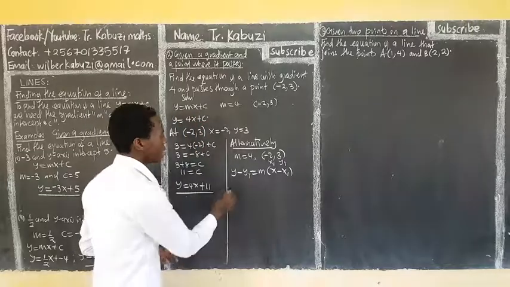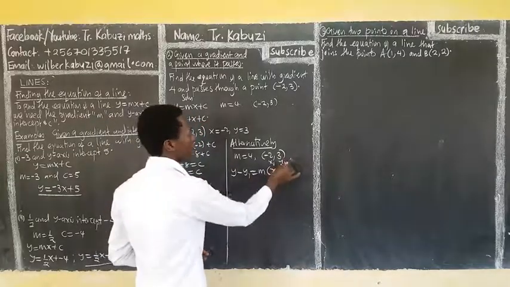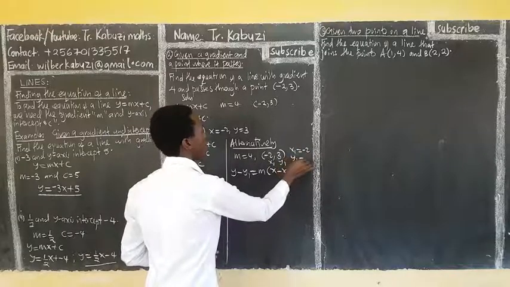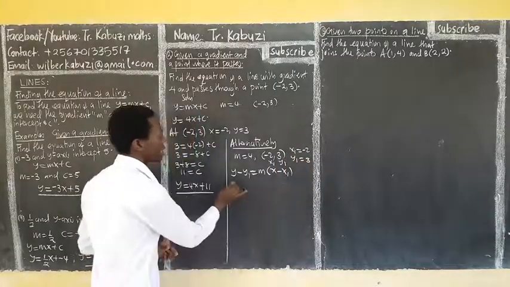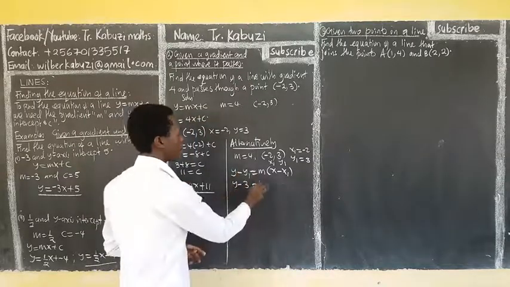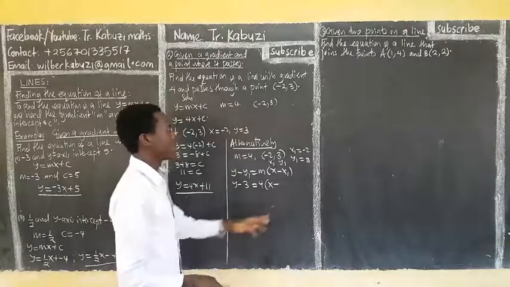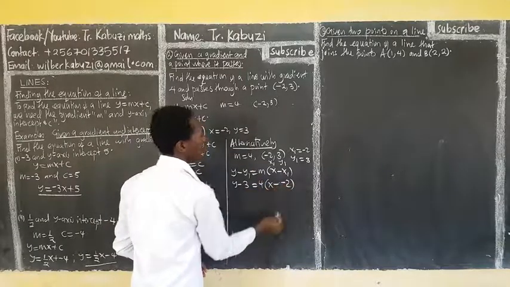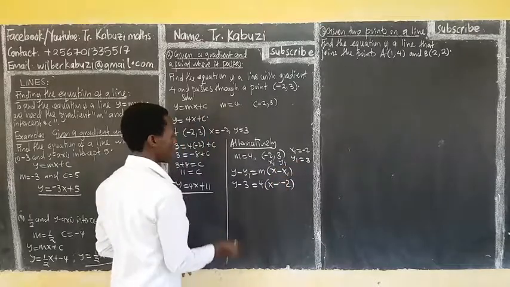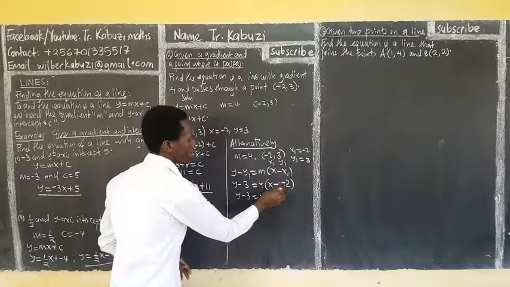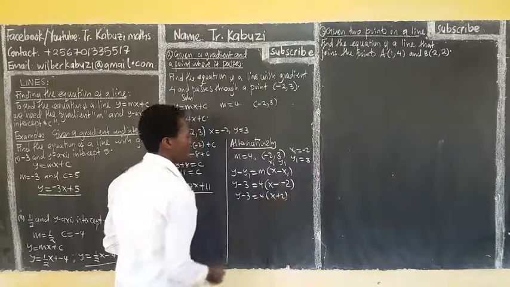So what happens? You see that here my x1 is -2 and my y1 is 3. Can you substitute? I have y minus 3 equal to the gradient, which is 4, into x minus x1, but you see x1 is -2. So this will be y minus 3 equals 4 into x, and now this one is going to be plus 2, and open brackets.